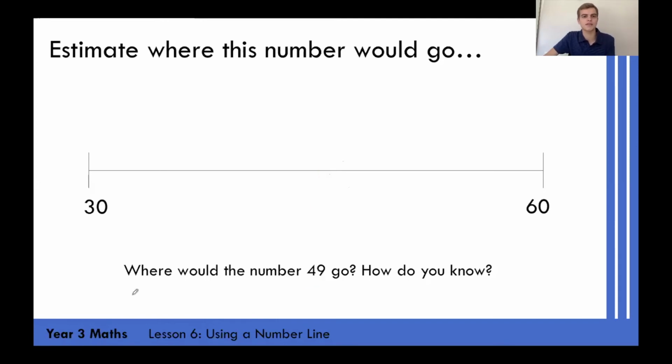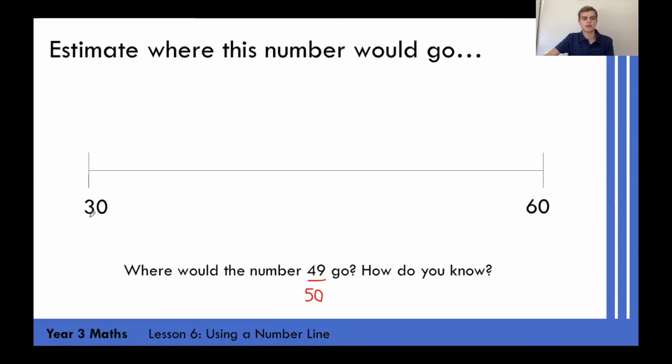Okay, let's have a look then. This time my number line starts at 30 and ends at 60. And I want to know this time where you think the number 49 would go. The number 49. Now, if you're getting a bit confused, think about what number 49 is close to. I'll give you a clue. 49 is close to 50, isn't it? Because if we add 1 to 49, we get to 50. So roughly making an estimate, where do you think this number would go?